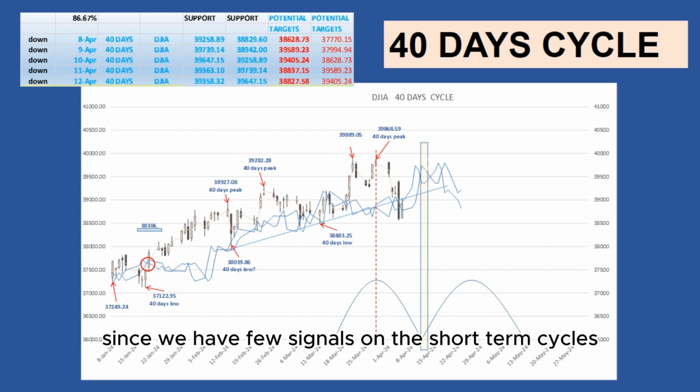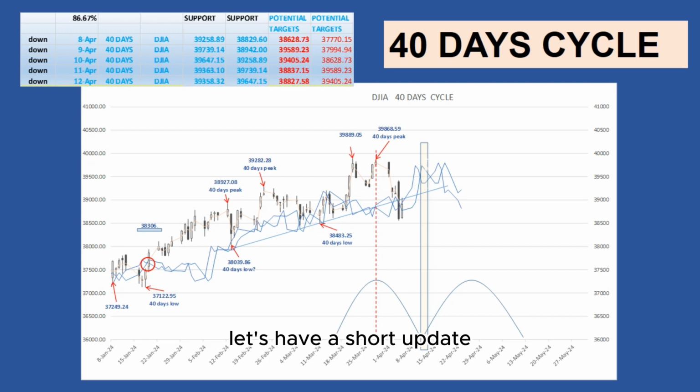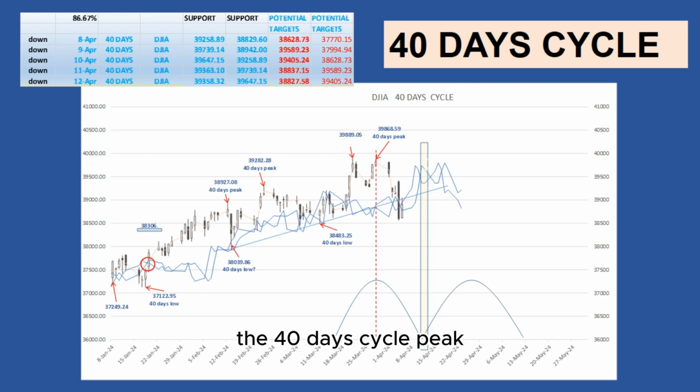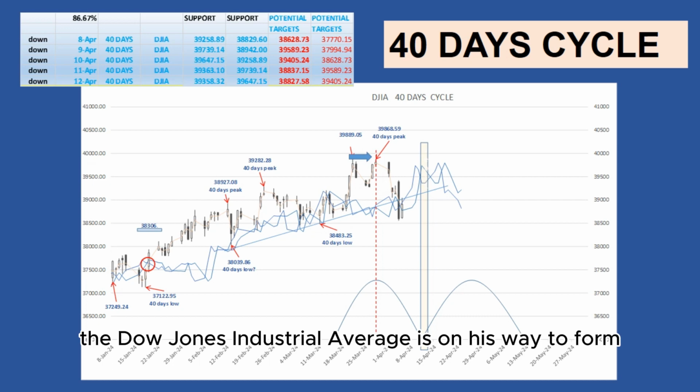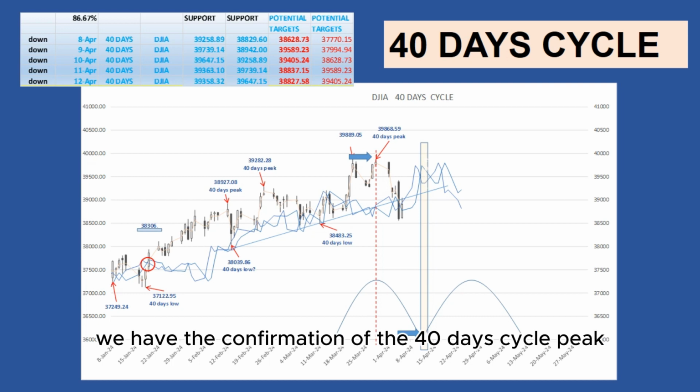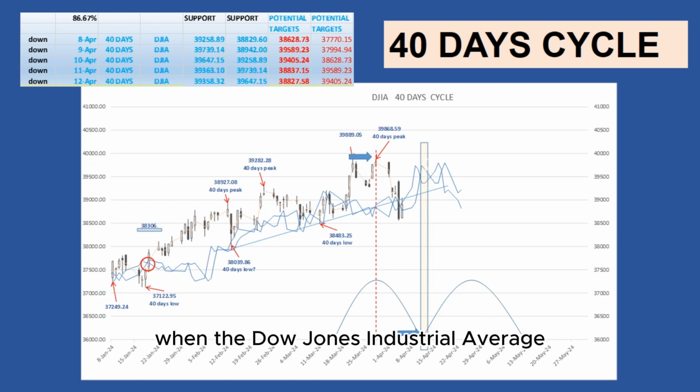Since we have few signals on the short-term cycles, let's have a short update on the Dow Jones Industrial Average. Let's start with the 40-day cycle. The Dow Jones Industrial Average formed the 40-day cycle peak on March 28. The Dow Jones Industrial Average is on its way to form its 40-day low on April 14. We have the confirmation of the 40-day cycle peak when the Dow Jones Industrial Average crossed below its 20-day cycle trend line, on April 2.